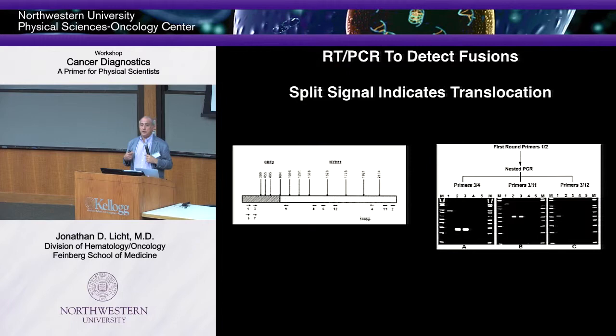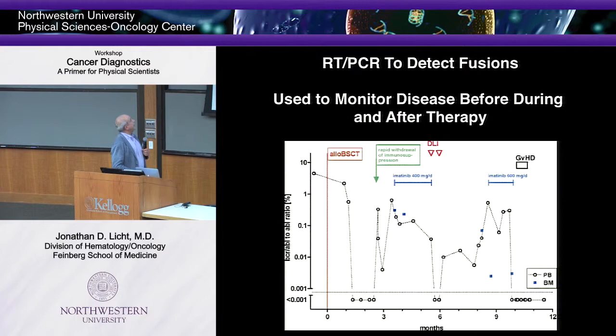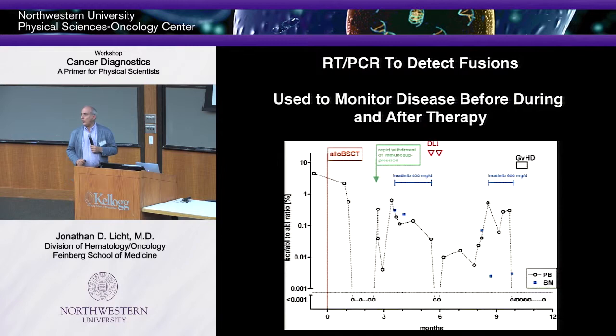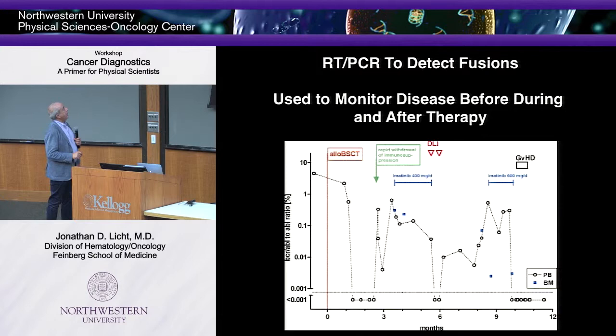Now, you could use this type of RT-PCR to detect fusions at diagnosis or at relapse and to follow the patient's course of therapy. This is a case of a patient who had the BCR-ABL, chronic myelogenous leukemia (CML) fusion. They had a bone marrow transplant, and you could see the transcript level drop down to almost undetectable. But then the patient had a relapse, seen here.